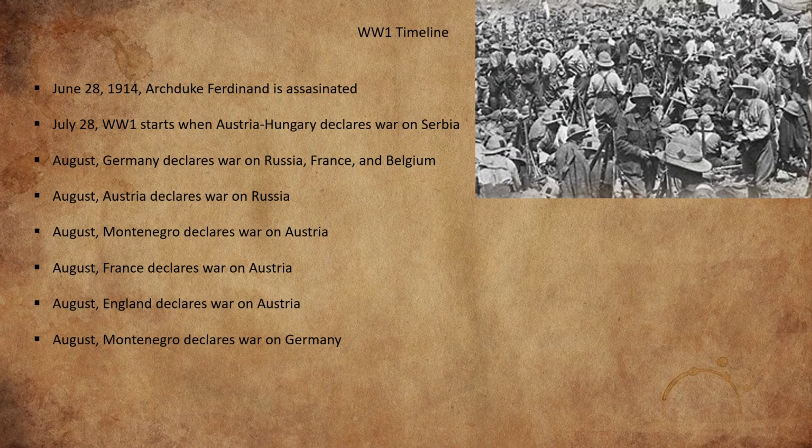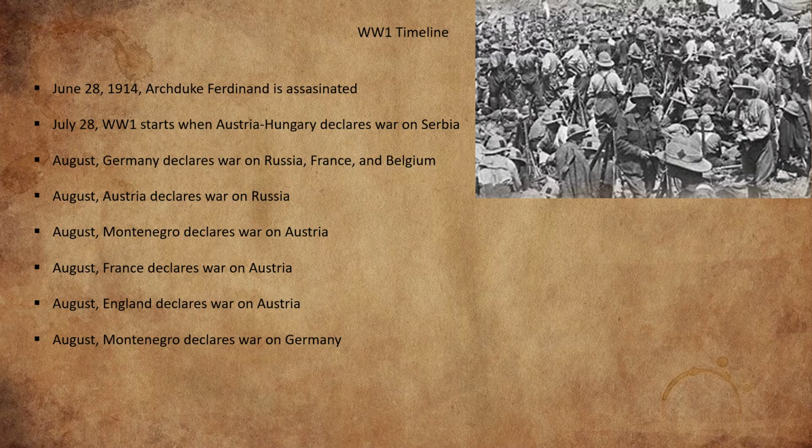This is just a timeline for World War I in general, just a basic timeline. On the 28th of June, 1914, Archduke Ferdinand of Austria-Hungary is assassinated, and that leads to, on July 28th, World War I starting when Austria-Hungary declares war on Serbia after a Serbian killed the Archduke Ferdinand. In August, Germany declares war on Russia, France, and Belgium. Austria declares war on Russia.